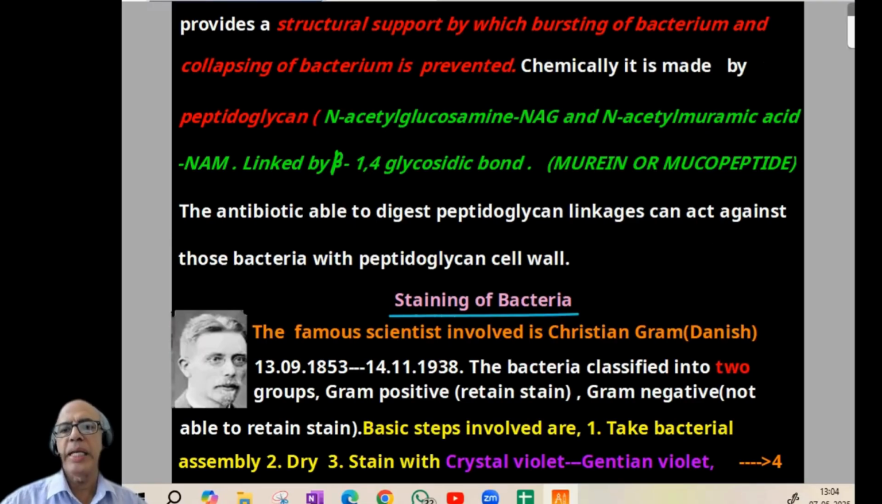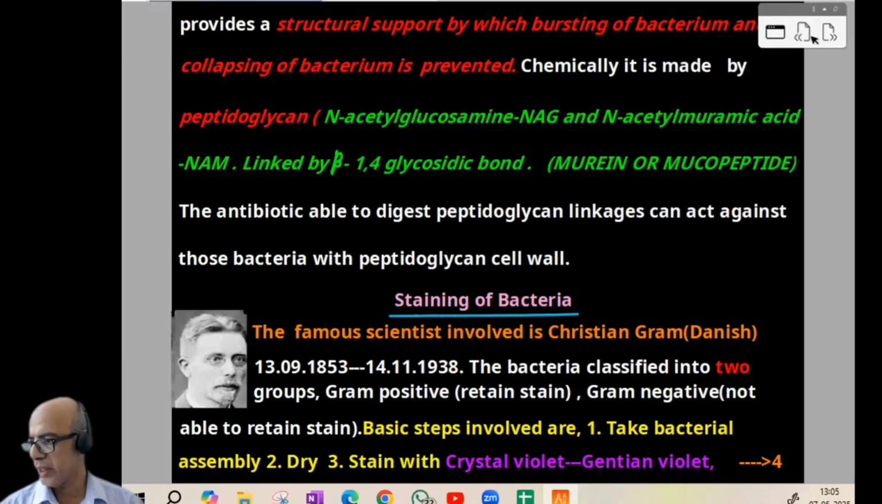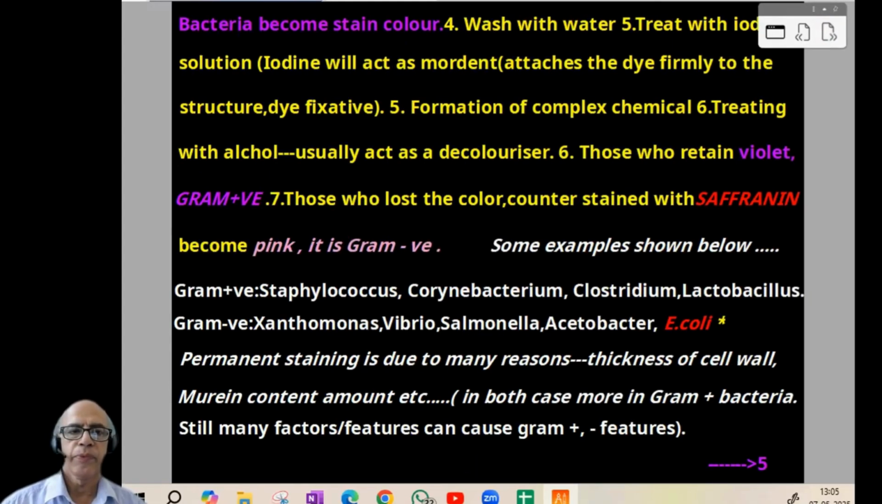Microbes also, we may need this in second year. Basic steps involved. 1. Take the bacterial smear. 2. Just dry it. 3. Stain with crystal violet, which is otherwise called gentian violet. So crystal violet and gentian violet are the same. So all bacteria will be getting the color of the stain. Now wash with water. Treat with iodine solution. That is an area of question. Iodine solution will act as a mordant.